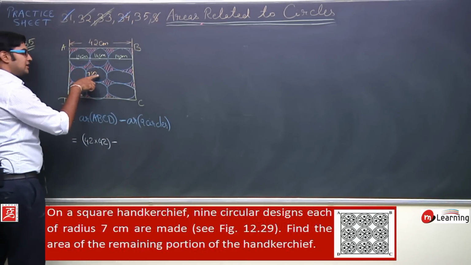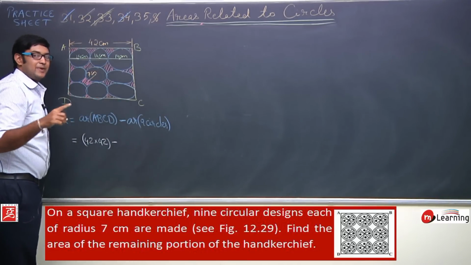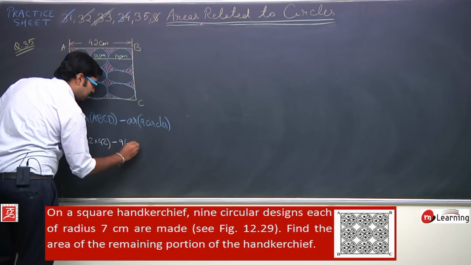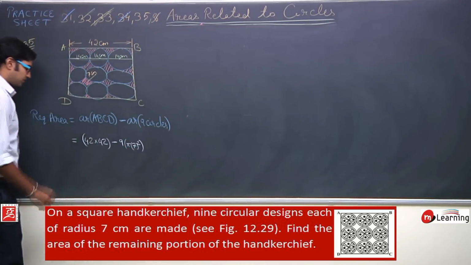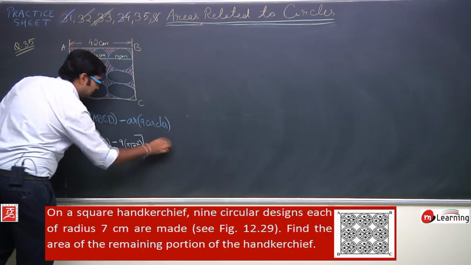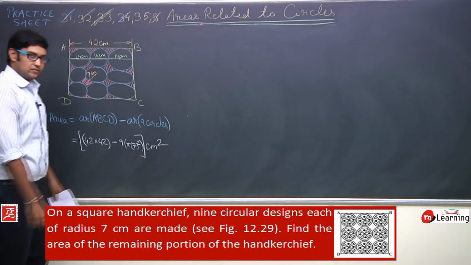The area of one circle is pi r square, that is pi into 7 square, and there are 9 of them. So 9 times pi into 7 square. So this is the required area in centimeter square. Okay.